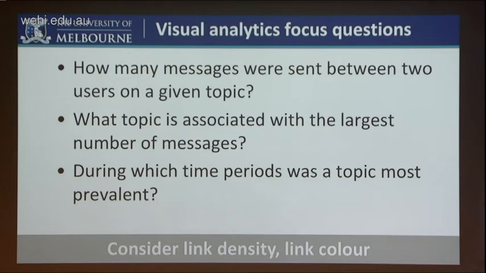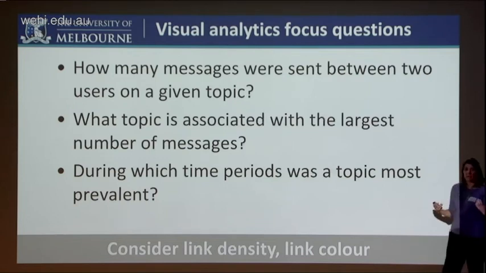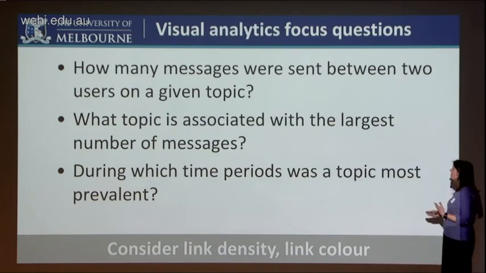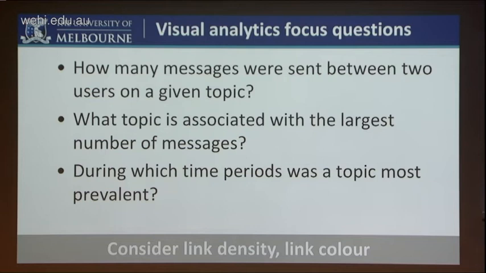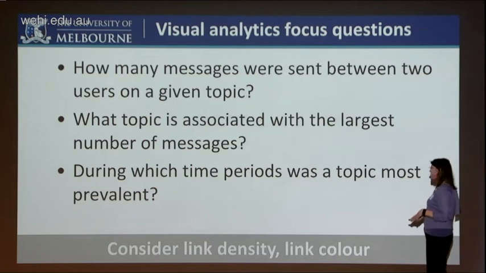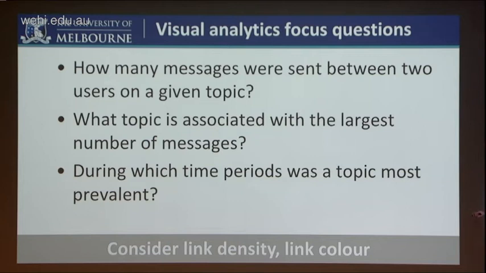And so what we're trying to see is whether we can use this representation then to answer some of those visual queries. How many messages were sent between 2 people on a given topic? What topic is associated with the largest number of messages? And during which time periods was a topic most prevalent? And so we were considering link density and link color to try to help us answer these questions.